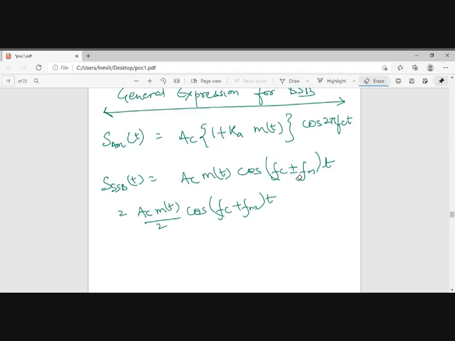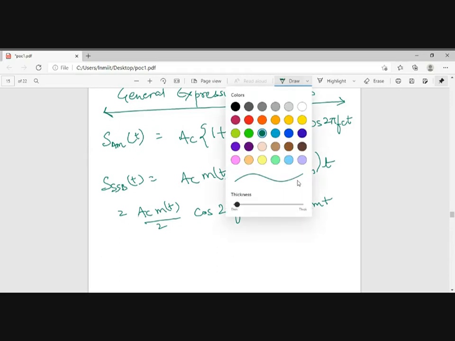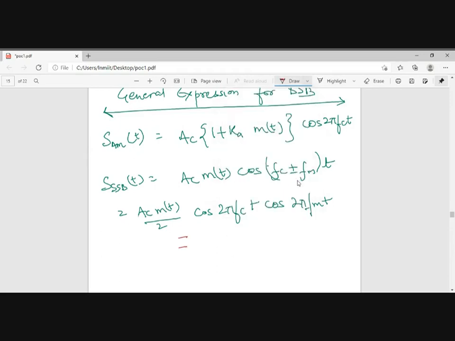So I have to solve this. So this will be Ac mt cos of 2 pi fct cos of 2 pi fmt. Okay, and if this is plus, this will be minus and plus. Cos of A plus B is equals to cos A cos B minus sin A sin B. And cos of fc minus fm will be equal to cos A cos B plus sin A sin B. Okay, so if this is plus, this will be minus, this is minus, this is plus.